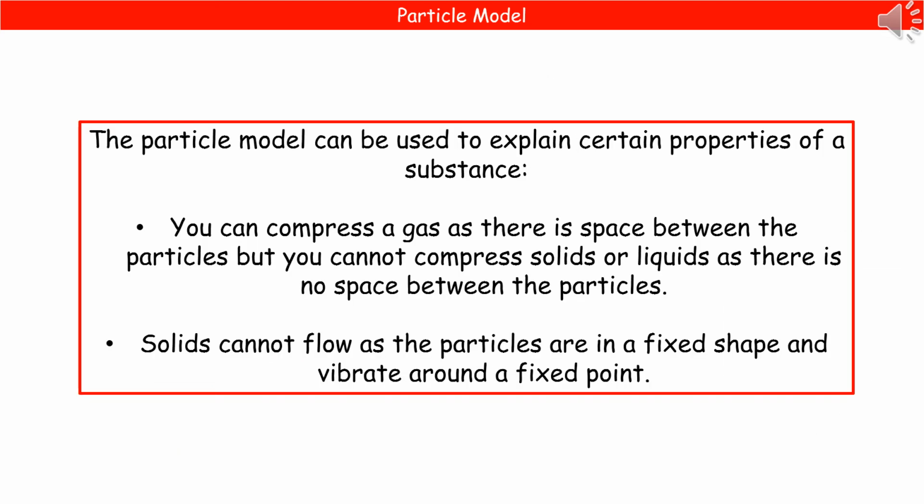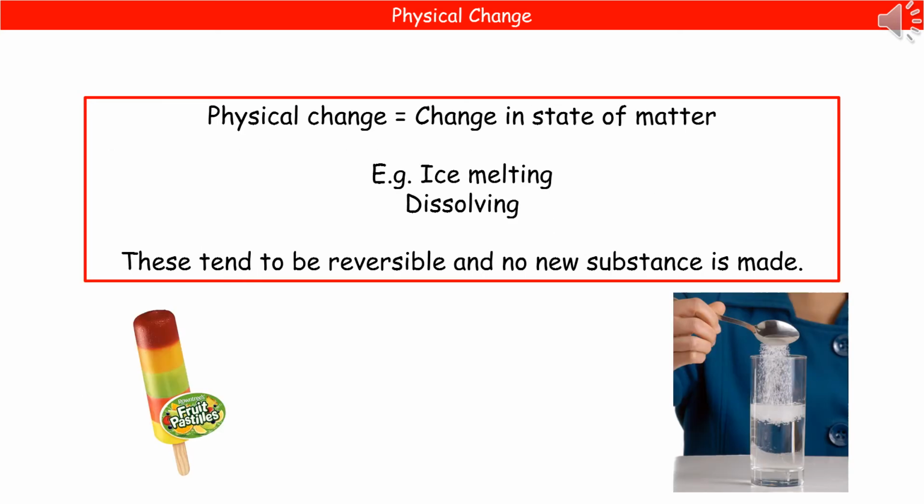We use the particle model to explain certain properties of a substance. So we can compress a gas because there's space between the particles, but we can't compress solids or liquids as there's no space between them. We know solids can't flow because the particles are in fixed positions and therefore they're only vibrating around a fixed point. When we consider physical changes, these are changes in the state of matter, so things like ice melting or dissolving. These tend to be reversible and no new substance is made.